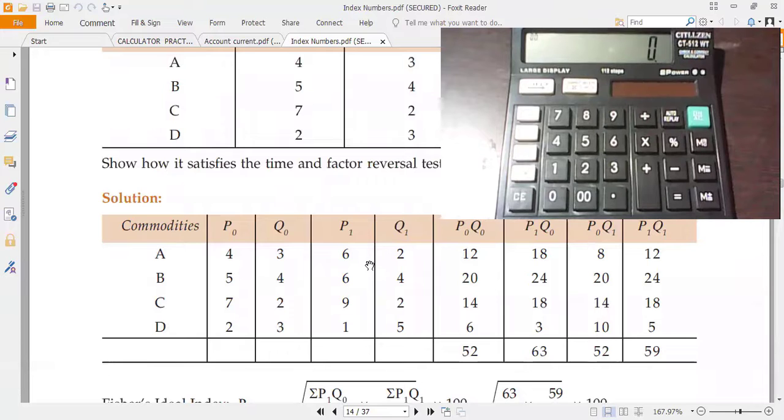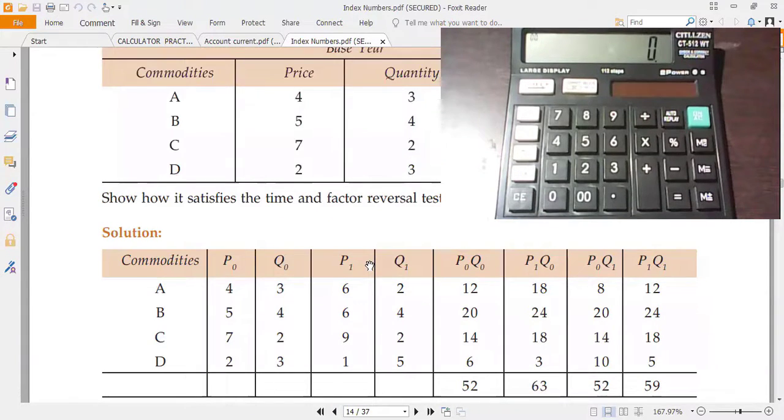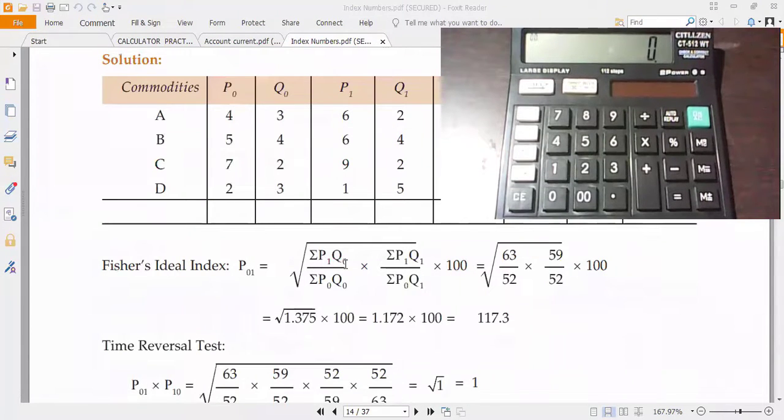So this is what I'm referring to in the example, right? P0, Q0, P1, Q1, P0, Q0, P0, Q1, P1, Q0, P1, Q1. Till now, what we have followed, the same thing we will follow: current year by base year. First, in the numerator, take all the P1 values. You can see here: P1, Q0, P1, Q1 divided by P0, Q0, P0, Q1. Is all clear, Nana?